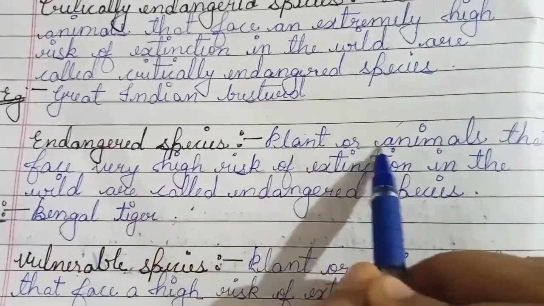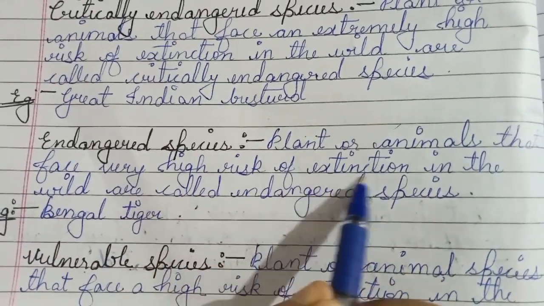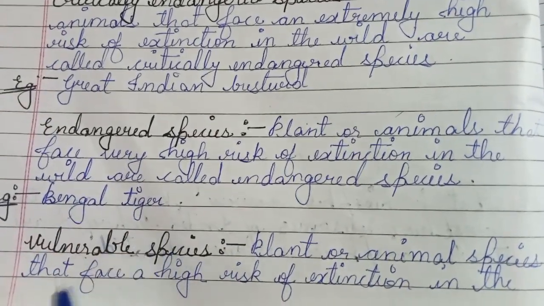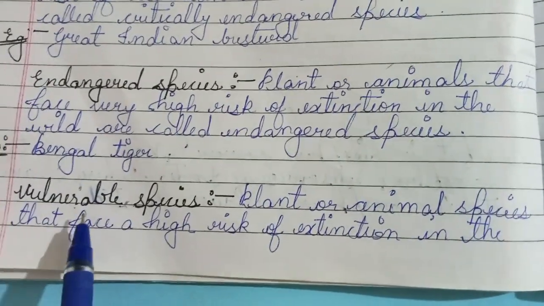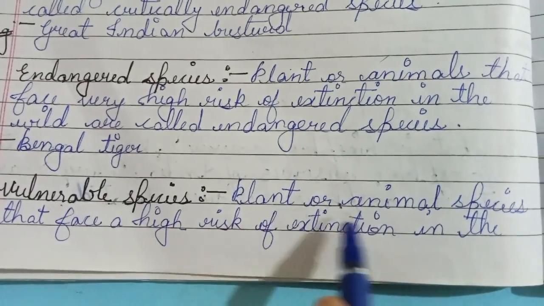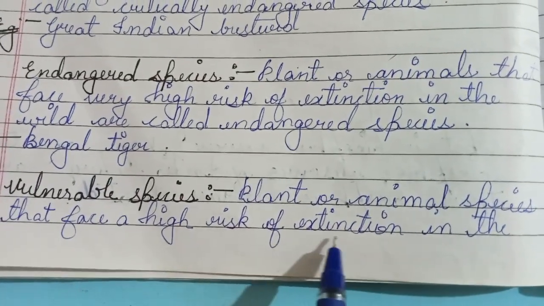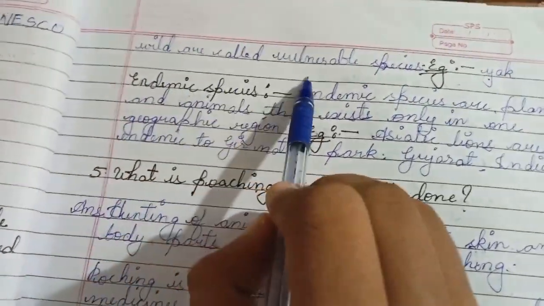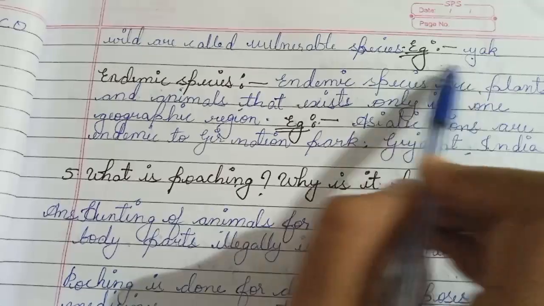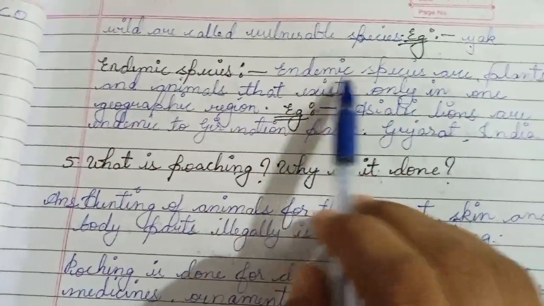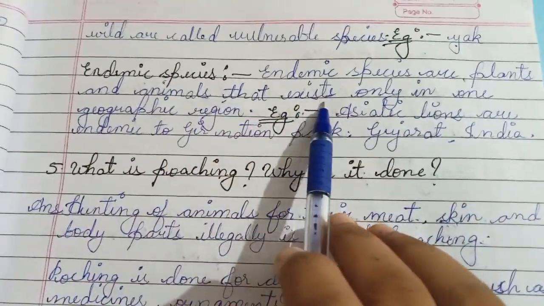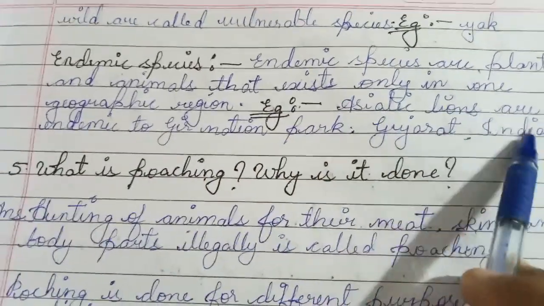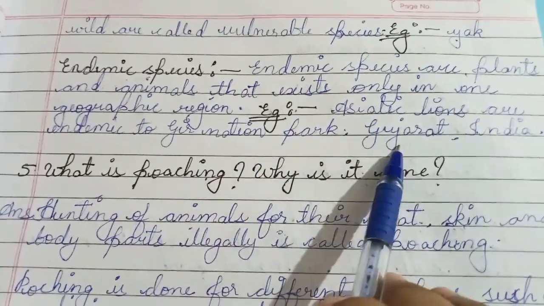Endangered species. Plant or animal that face very high risk of extinction in the wild are called endangered species. Example, Bengal tiger. Vulnerable species. Plant or animal species that face a high risk of extinction in the wild are called vulnerable species. Example, yak. Endemic species. Endemic species are plants and animals that exist only in one geographic region. Example, Asiatic lion are endemic to Gir National Park, Gujarat, India.